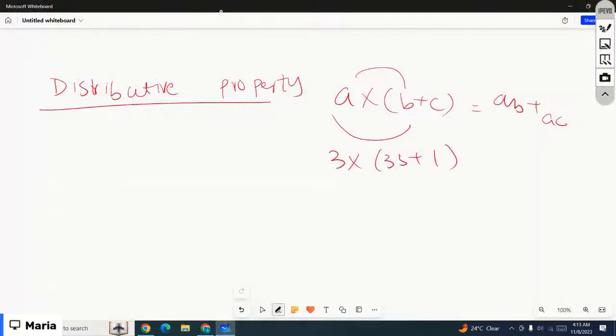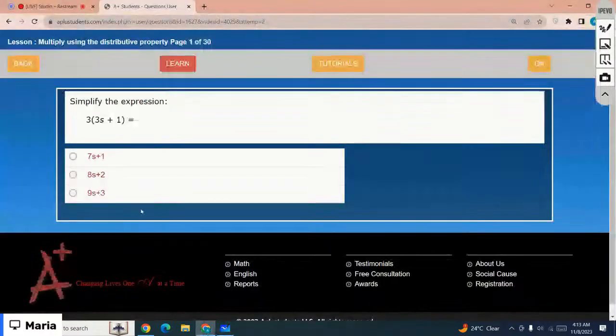So according to the distributive property, you have to multiply this 3 to 3s. You can see here a times b, so you have to do 3 times 3s. Then you have the addition sign. Then you have to do 3 times the other term, 3 times 1. So that would be 3 times 3 is 9s, plus 3. So that's how you evaluate using the distributive property. Got it? Option number 3 is the correct option.